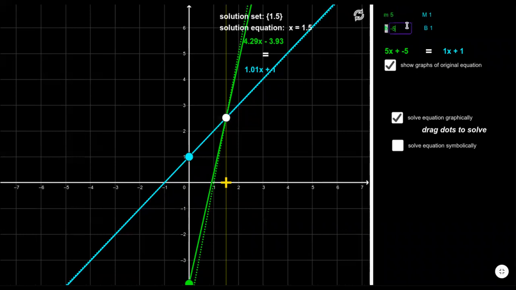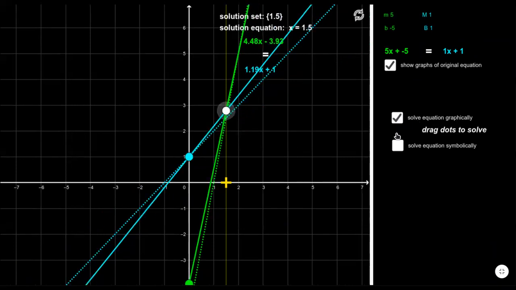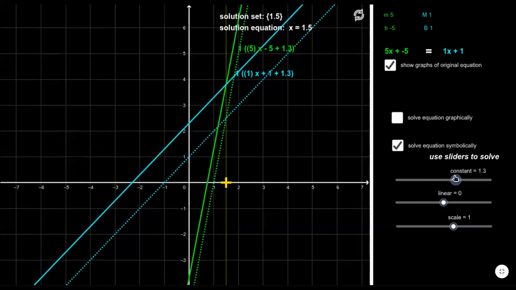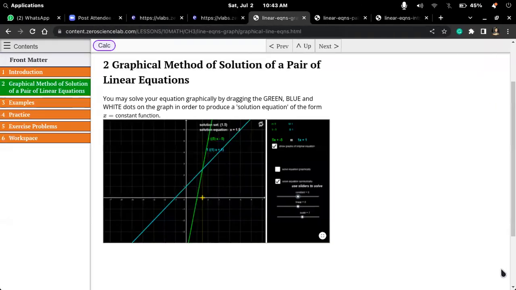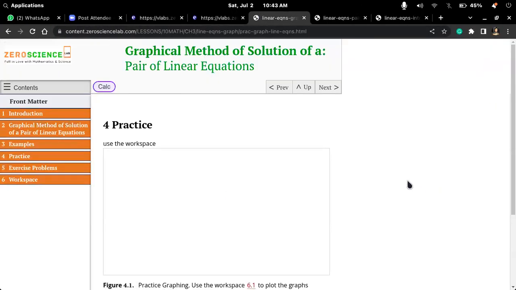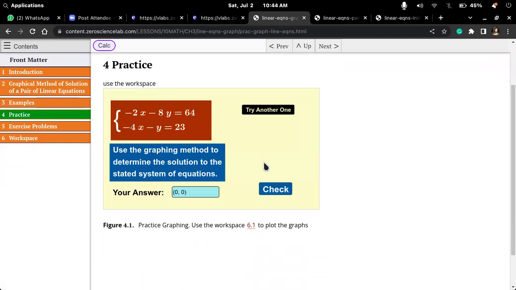For getting a new pair of linear equations, you can change small m, small b, capital M and capital B. So you can define a pair of linear equations from these values and then select this one for showing the exact graph of that pair of linear equations, and you alter by these dots or use these coefficients to make solid lines coincide with the dotted lines to have the solution or point of intercept. So this is for the practice.